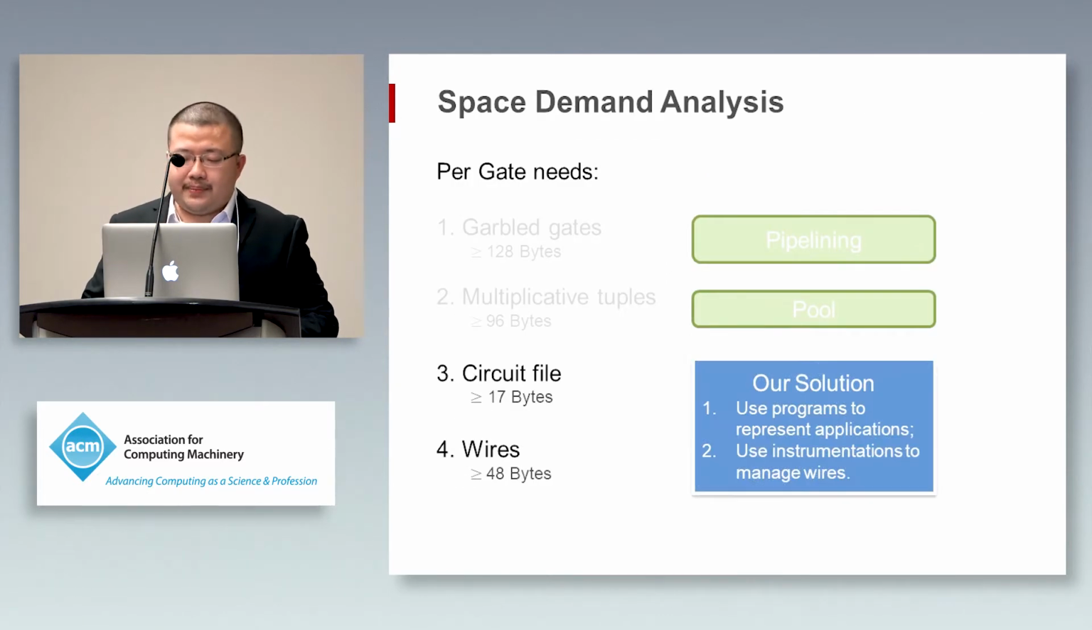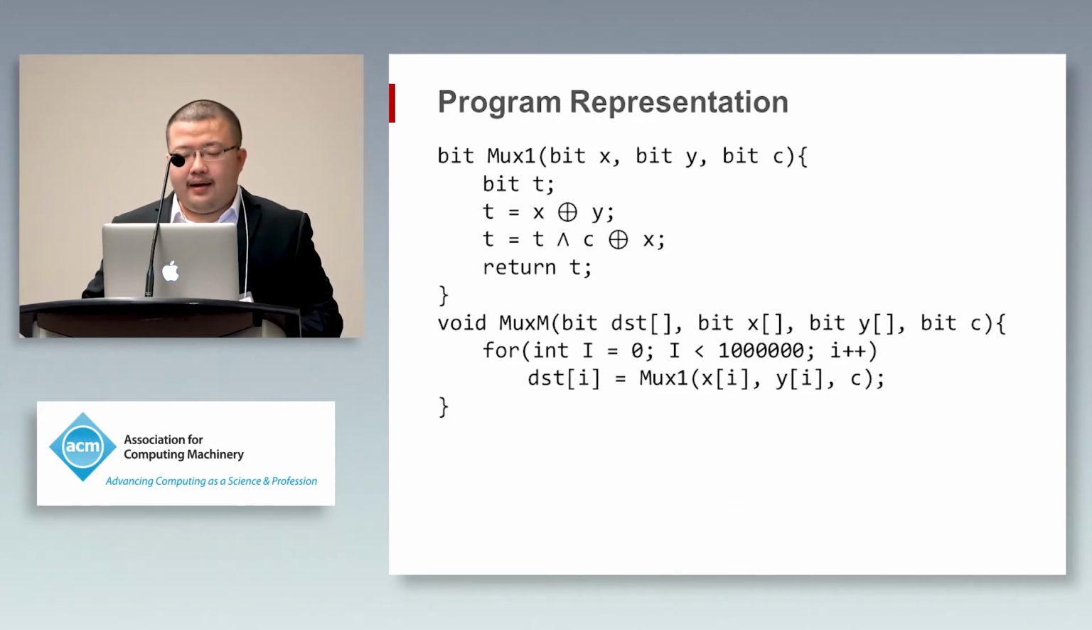So we switch to another approach. We use programs instead of circuit files to represent the applications. We also use program instrumentation to manage the wire release. Here is the example of 8-bit max. There are several issues to note before getting the code ready to use.